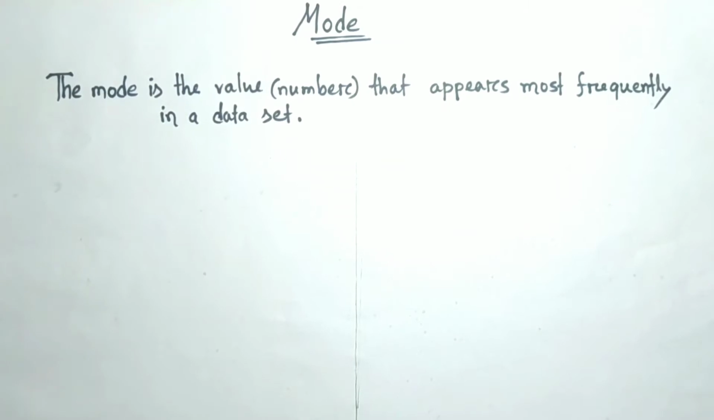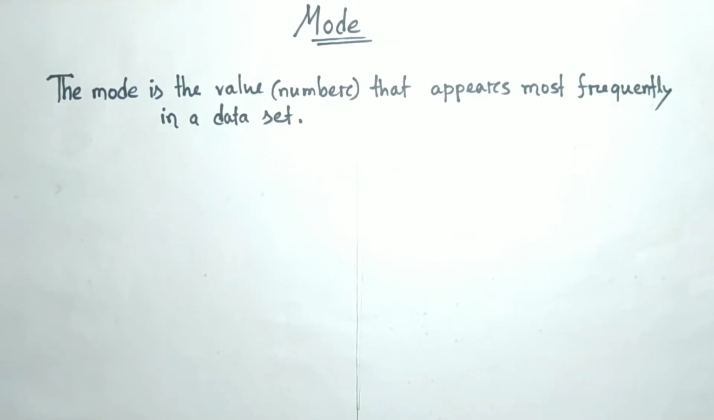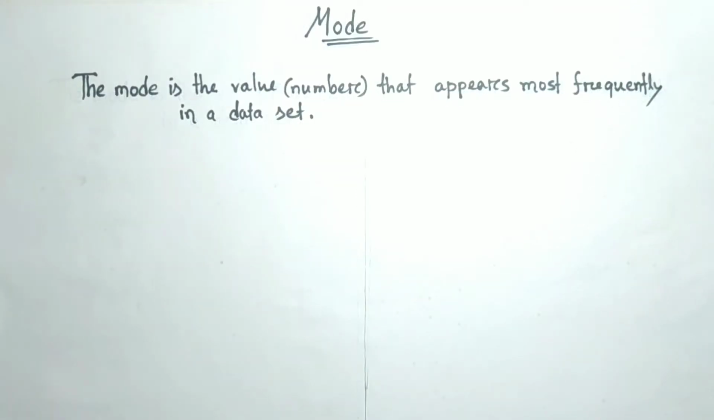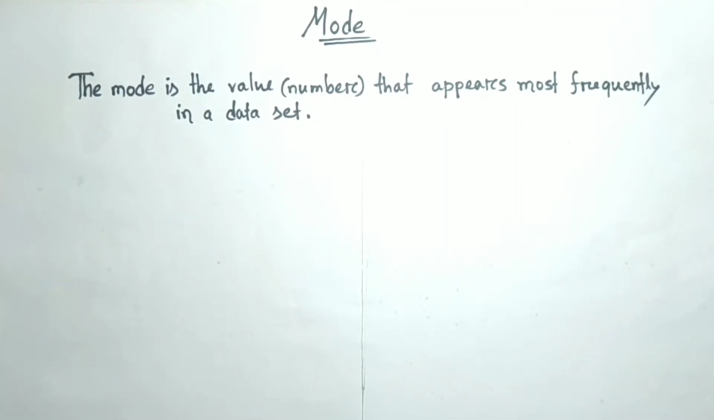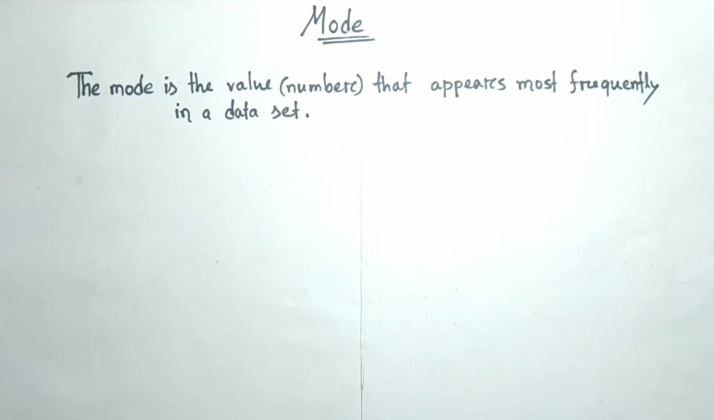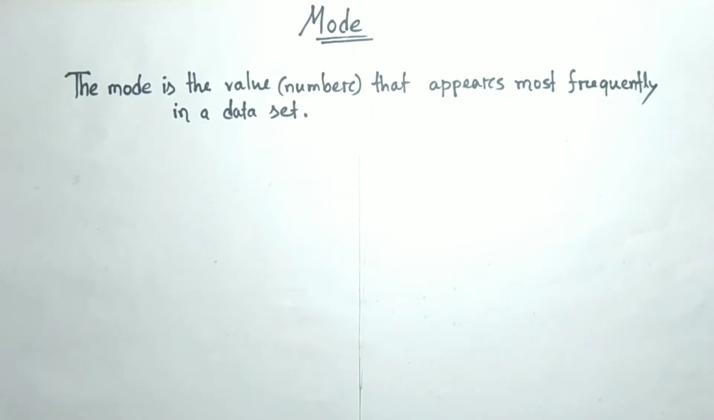In this tutorial, we learn about the mode. The mode is the value or the number that appears most frequently in a dataset. That means the value of a dataset which is occurring most frequently is called a mode. To find a mode or modal value, it's best to put the numbers in order, then count how many times each number appears. The value which appears most often will be the mode.